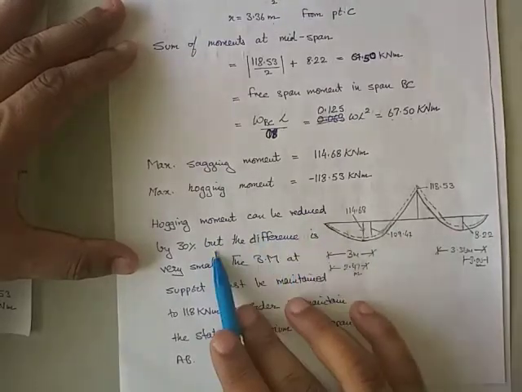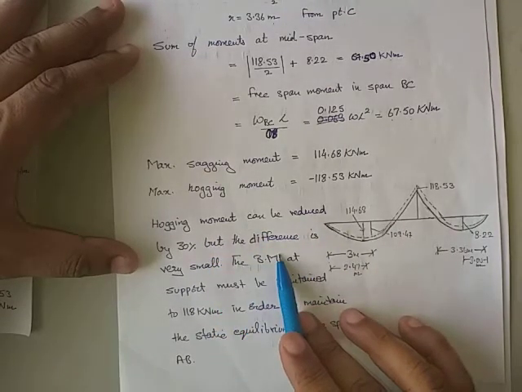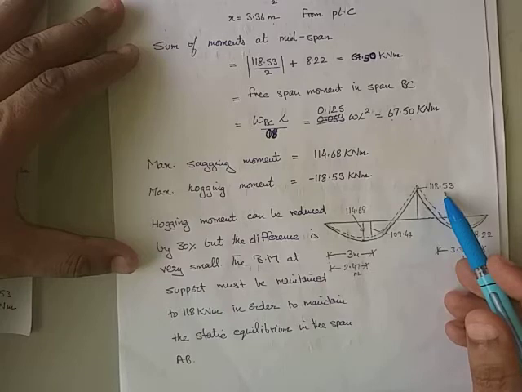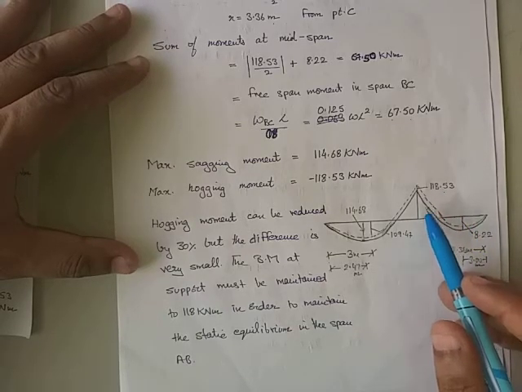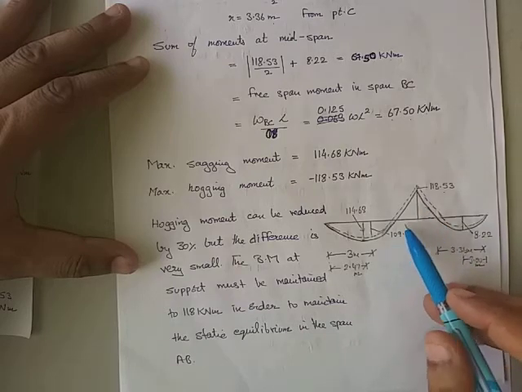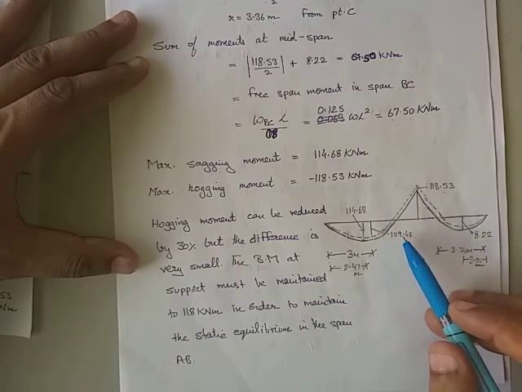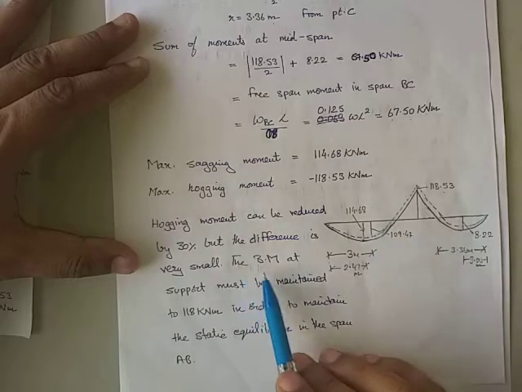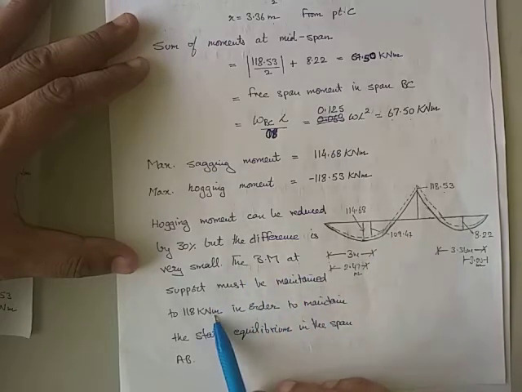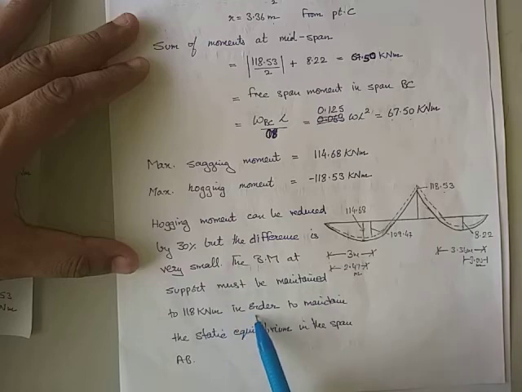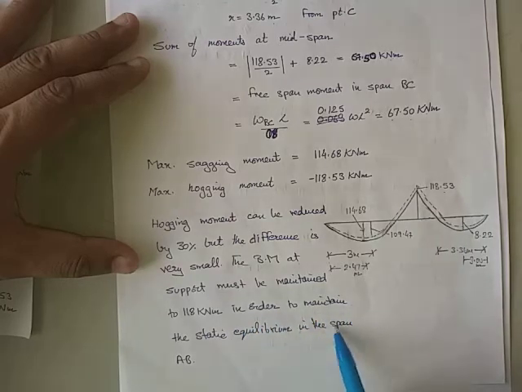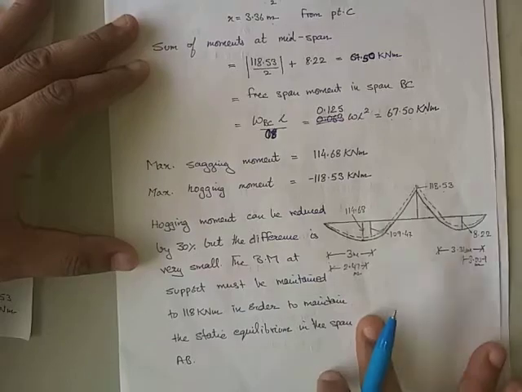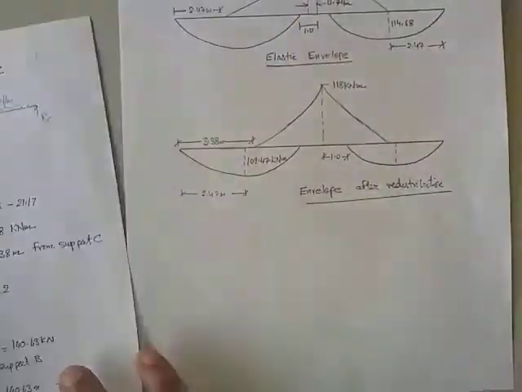Hogging moment can be reduced by 30%. So we have again seen that 118.53 can be reduced by 30%. But earlier also we have seen that if you need to reduce it, the difference will be very small. So the bending moment at the support must be taken as 118 kilonewton meters in order to maintain the state of equilibrium in the span AB. So again the exercise has been done with this hogging moment as 118 kilonewton meters.